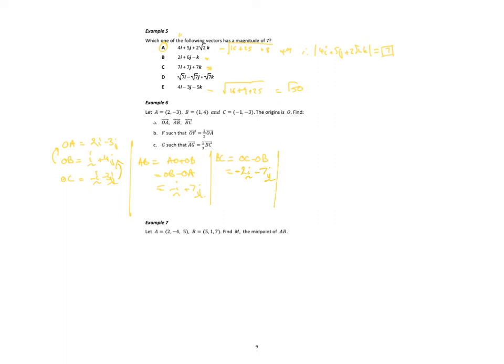Find the point F such that OF is equal to a half OA. Well, a half OA is equal to a half of 2i minus 3j, which is equal to i minus 3 on 2 j, which is what OF is equal to.